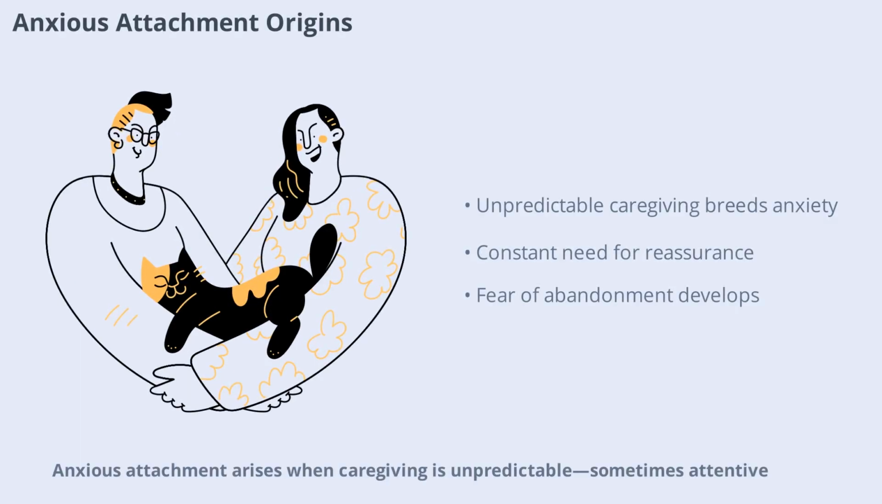Anxious attachment arises when caregiving is unpredictable, sometimes attentive, sometimes distant. Children in this environment become hypervigilant, always on the lookout for signs of rejection or abandonment. They learn to seek constant reassurance, fearing that love and support might be withdrawn at any moment. This early uncertainty lays the groundwork for anxious behaviors in adult relationships.